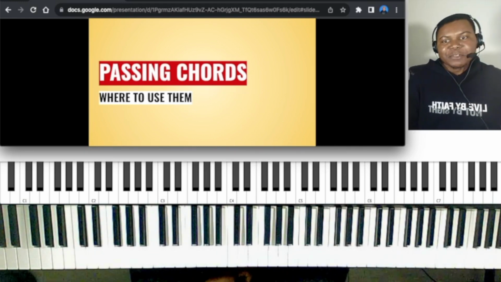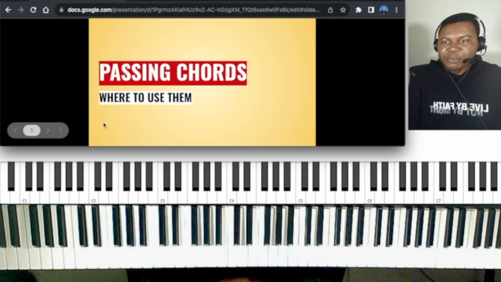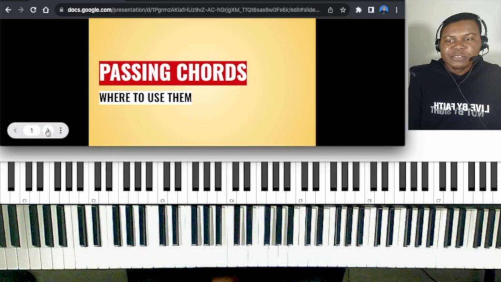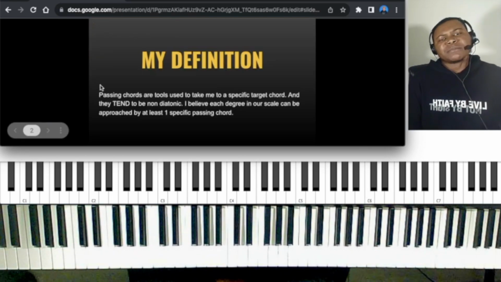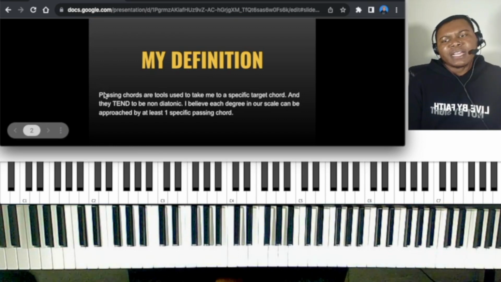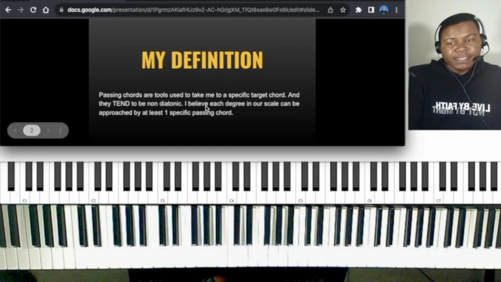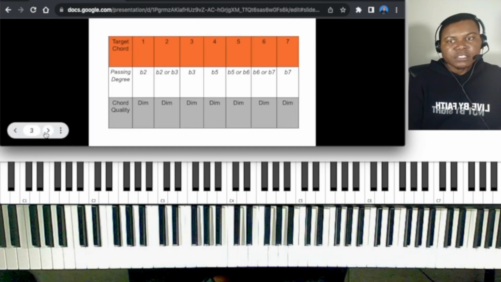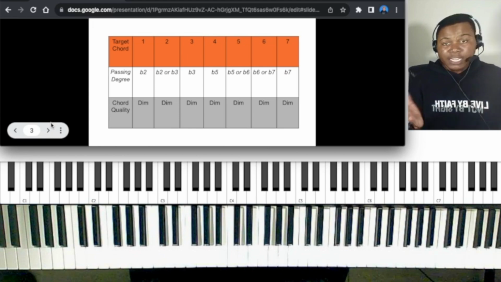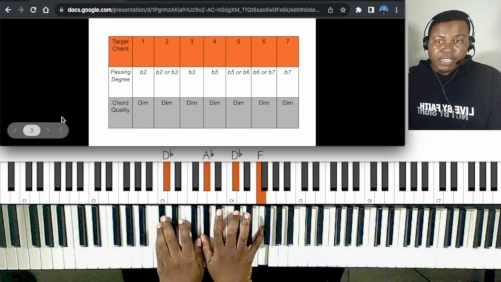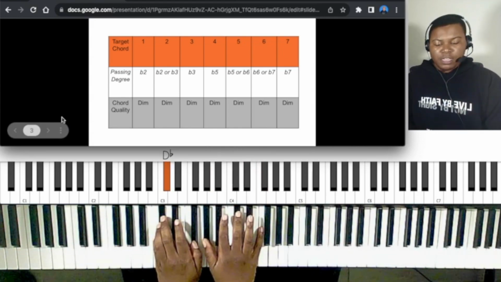We are in the middle of a three-part series talking about passing chords and where to use them. Just as a small recap, I gave everybody my definition of passing chords, which are tools used to take me to a specific target chord, and they tend to be non-diatonic. And last week we looked at the difference between diatonic and non-diatonic chords. We were in the key of D flat, and we used this chart.